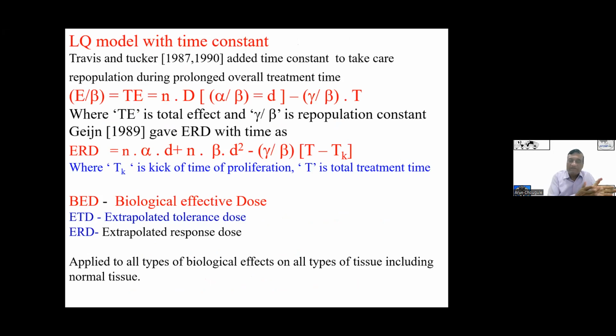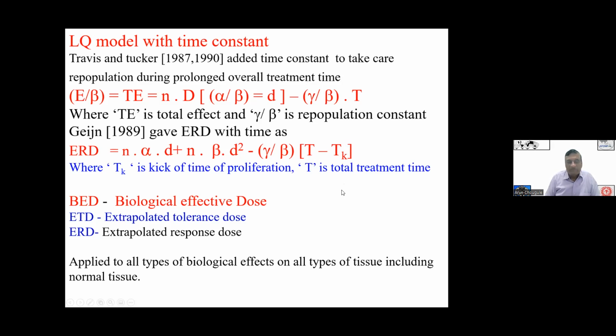Further, if the treatment is too long and repopulation takes place, a time constant to take care of repopulation during prolonged treatment time was added, because while cell killing is taking place, the cancer cells are also growing. The effect will not be the same; it will decrease. This is the gamma or beta T repopulation constant. T is the total treatment time, and TK is the kickoff time after which the repopulation starts.